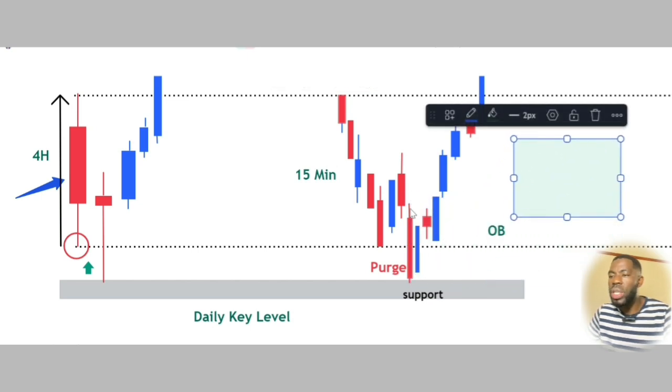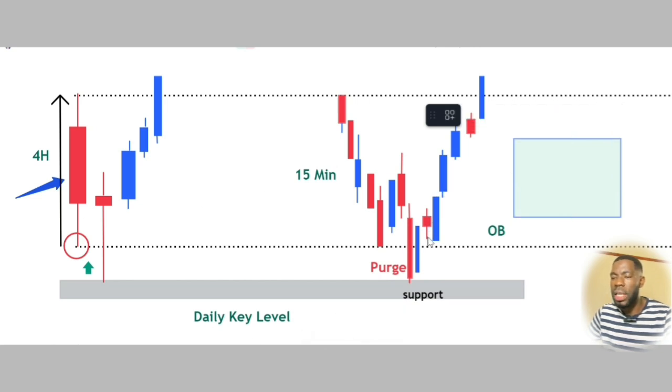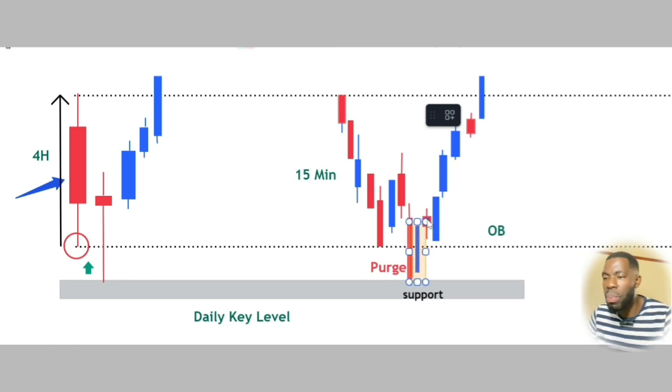We see that after the purge, this candle returned into the range. So we see a bullish candle, it returned and closed above here. That would be our first indication that this is actually going to be bullish. So we enter our positions here below. This bearish candle became now our order block. When we draw our rectangle here, this area now becomes our order block area.